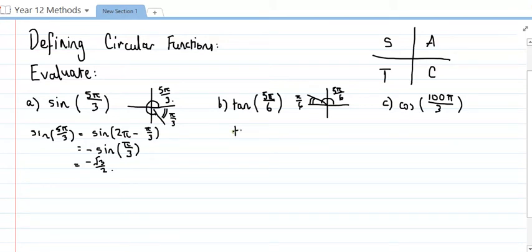So I can say that tan of 5 pi on 6 is equal to tan of pi minus pi on 6. And because I know that tan is negative there, I can instead just say that that is negative tan of pi on 6. Okay, that same basic angle is going to give us the same tan value, it's just negative. And so when I do this calculation, tan of pi on 6 is 1 over root 3, and so we end up with negative 1 over root 3.